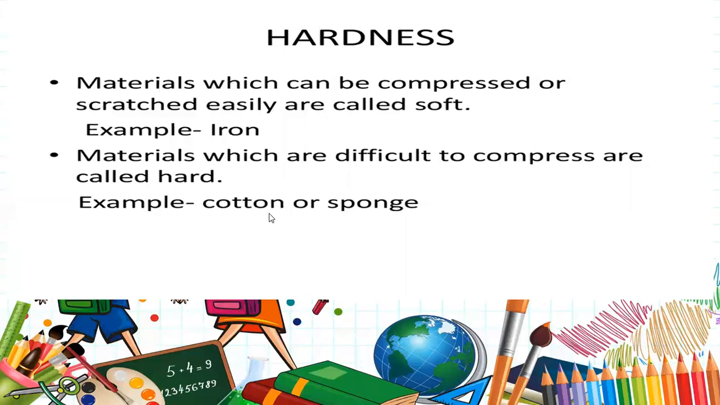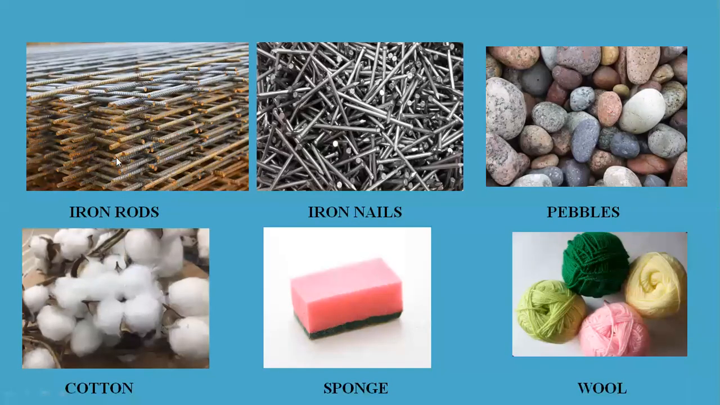Here the examples are soft cotton and sponge, and substances which are difficult to compress are called hard substances. So here you can see hard substances: iron rods, iron nails, pebbles. Soft substances: wool, sponge and cotton.